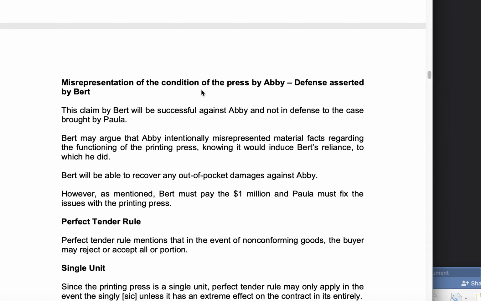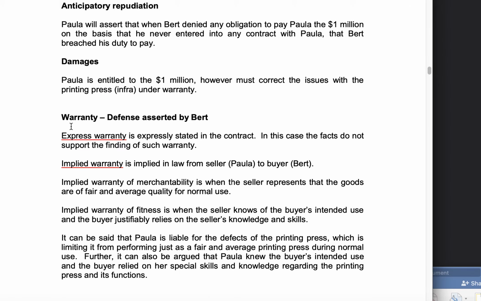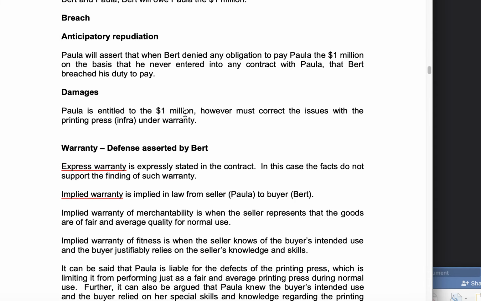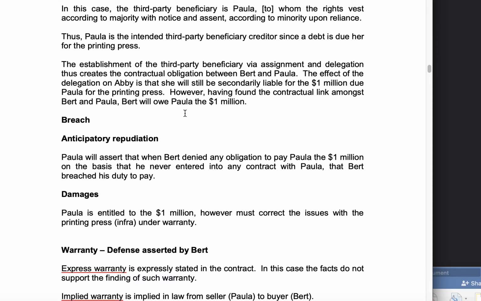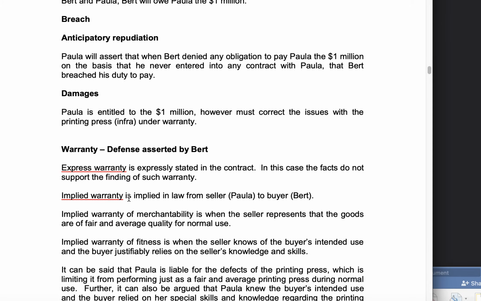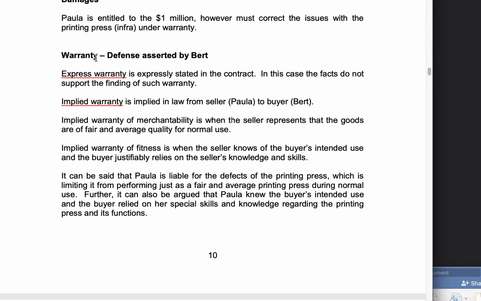Misrepresentation, they covered that one. And warranty. Alright. So he put express, implied, yeah, we were just looking at this, and implied warranty of fitness. Now, this is okay. And this express doesn't need to be in here. It's a non-issue. It just should say implied warranty. And if they want to put implied warranty of merchantability and fitness and add that in, go ahead.